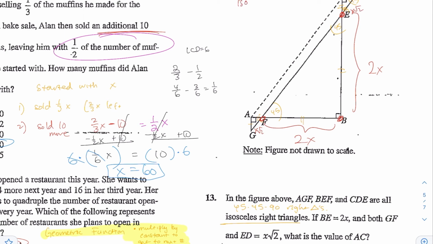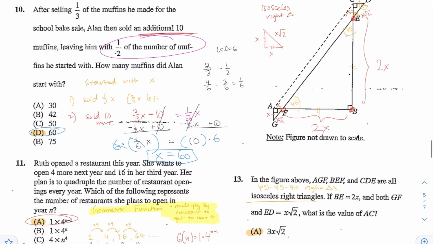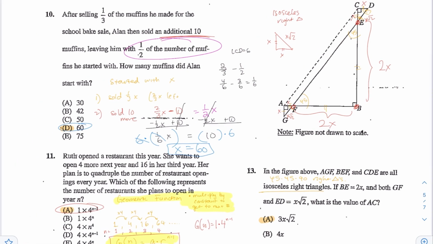For an isosceles right triangle, the ratio of the sides are, in fact, x, x, and x root 2, for this 45, 45, 90 right triangle. So if ED and GF are the hypotenuse, that means that AG and AF are x. So to find the length of AC, we can actually separate this into smaller triangles here.